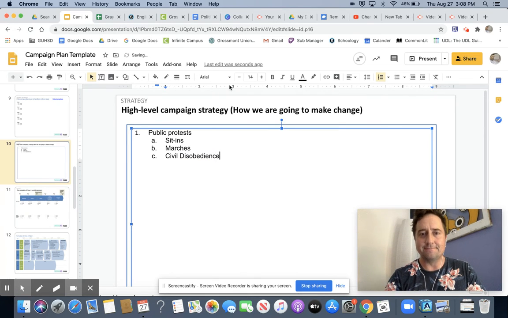Civil disobedience. So Martin Luther King said, you have a moral obligation not to follow an unjust law. Breaking unjust laws must happen in order for justice to be served. So civil disobedience is a strategy that, under public protests, can draw attention to your cause. So public protest is just one aspect of your campaign strategy.